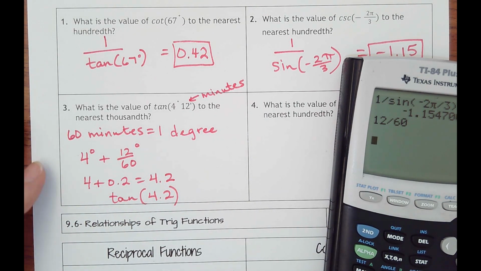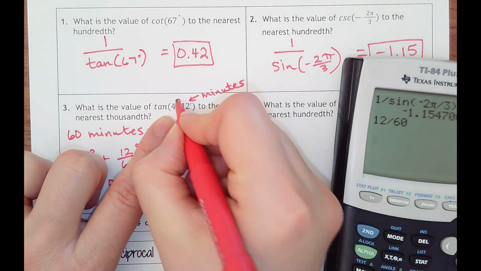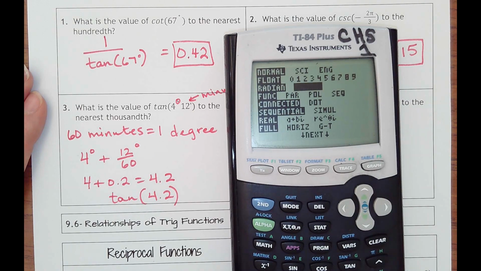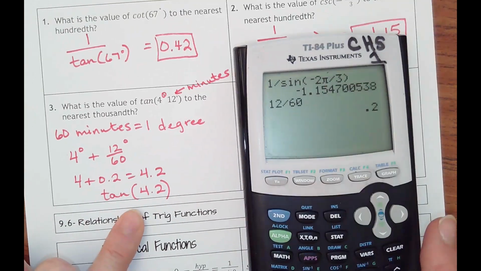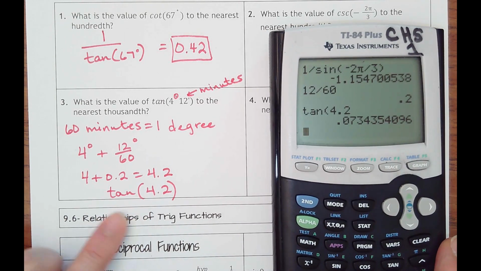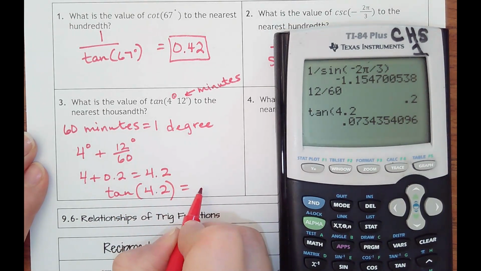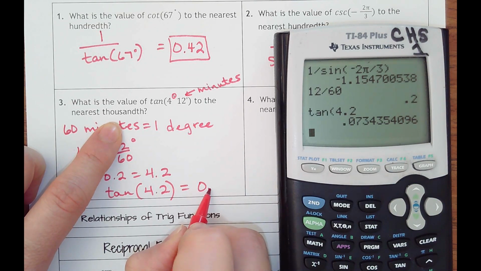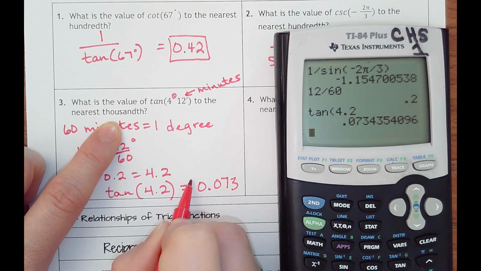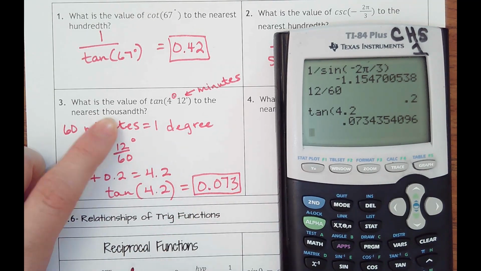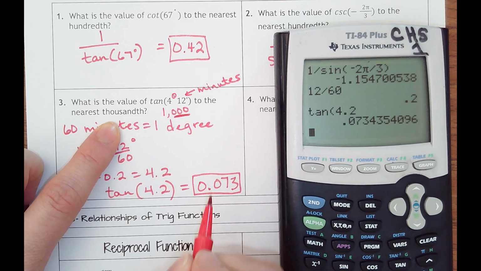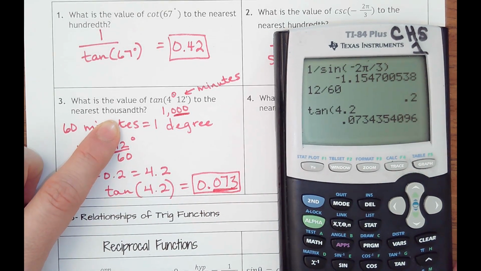Okay, think about what mode I have to be in. Well, I see a degree symbol, so that means I'm in degrees. So go to your mode, go over to degree, second quit, so I'll do tangent of 4.2. And that would be my answer to the nearest thousandth. Oh, we're switching it up. So 0.073. The way I remember place values, think of 1,000 has 3 zeros in it. That's how many places past the decimal you're supposed to go.